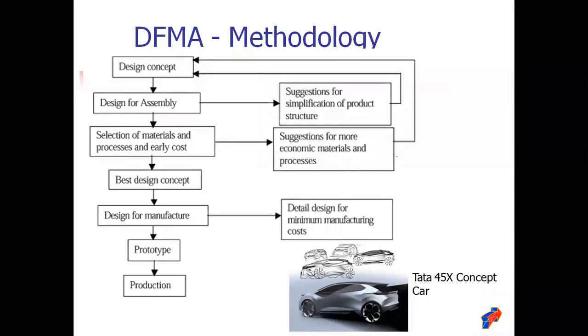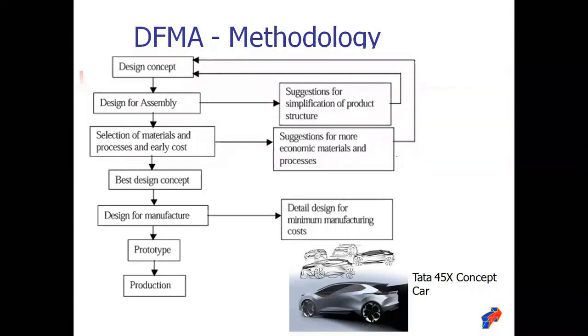Then you can see on the right side, an arrow to the right, the suggestions for simplification of a product structure. So you make sure that the design idea you have come up with is optimized. Okay. So next, going on, after the design concept, you select the materials required and the process to be done to attain the product.